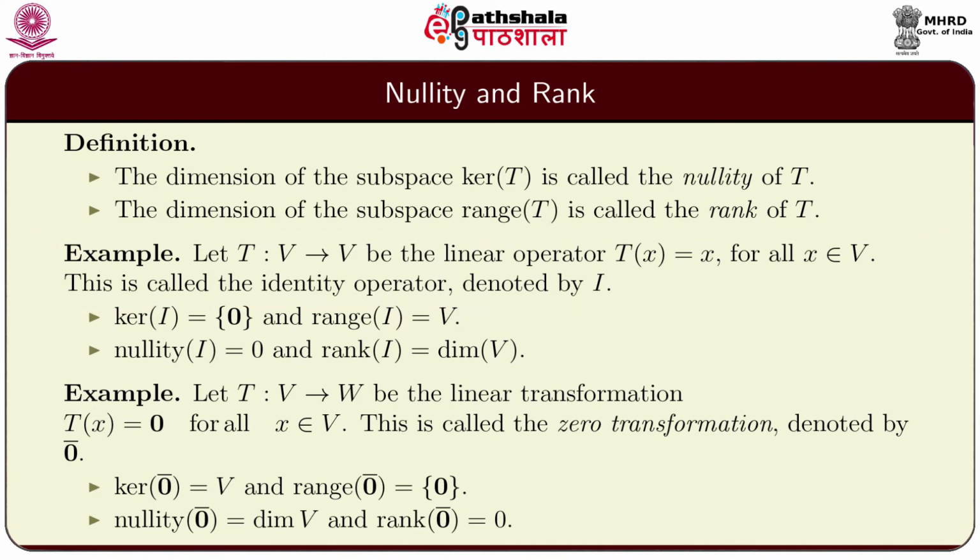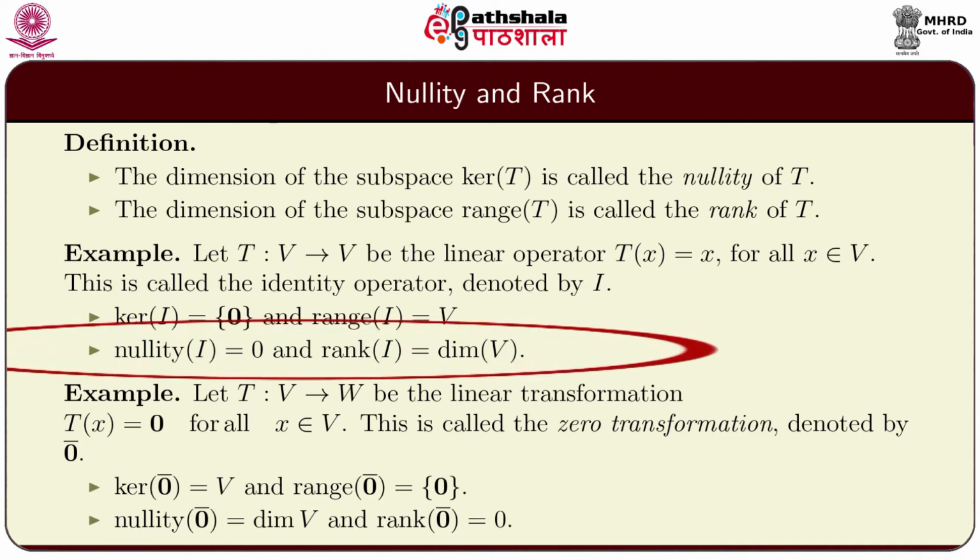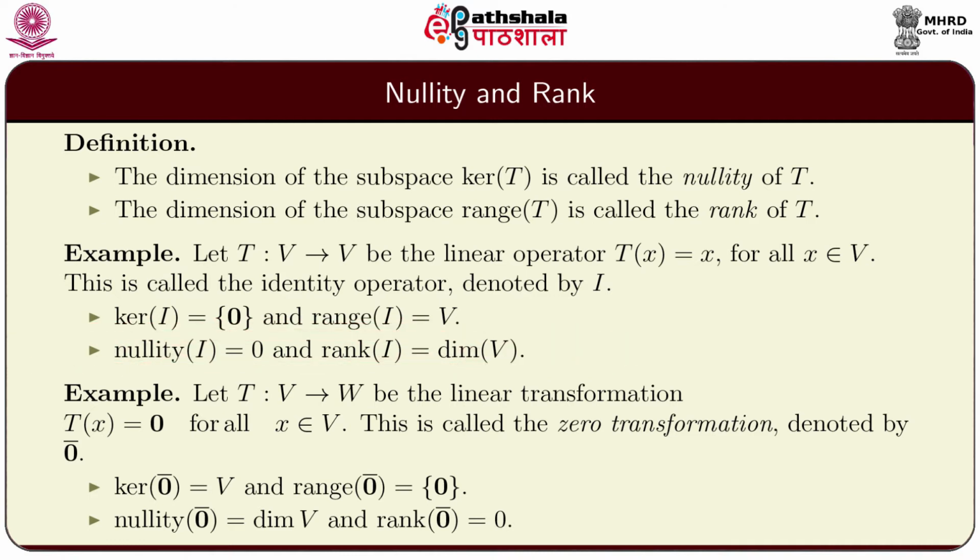This is called the identity operator, often denoted by I. So, we can see from the definition that kernel of I is nothing but singleton 0 vector and range of I is the whole vector space V. And therefore, in this case nullity of I is 0 and rank of I is dimension of V.